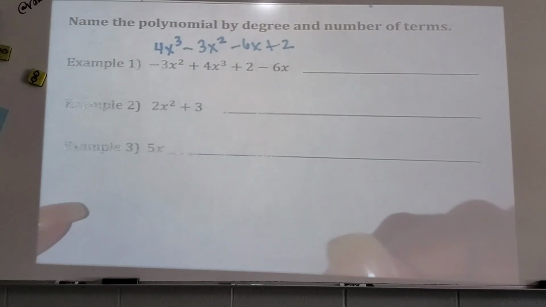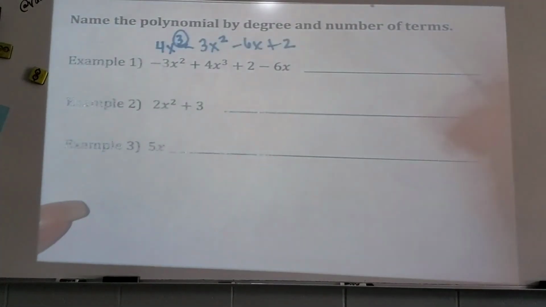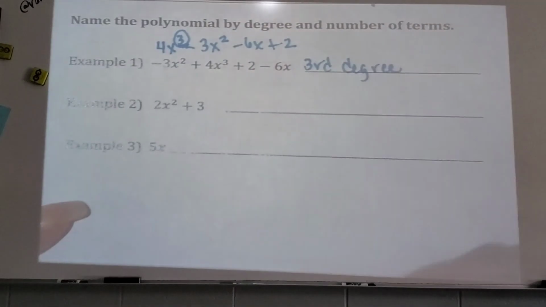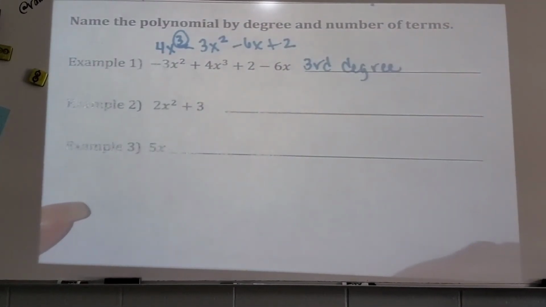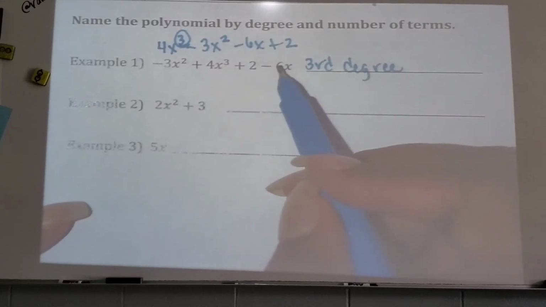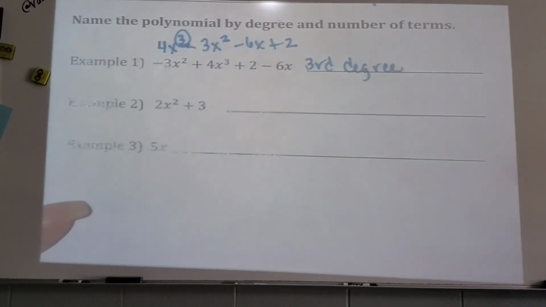I'm going to name it by degree and number of terms. So the highest degree is 3. So this is a 3rd degree. Now I have to determine the number of terms. It has 1, 2, 3, 4 terms. So it is a 3rd degree polynomial.